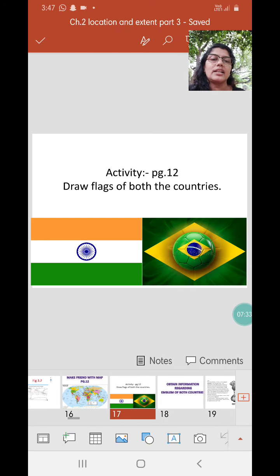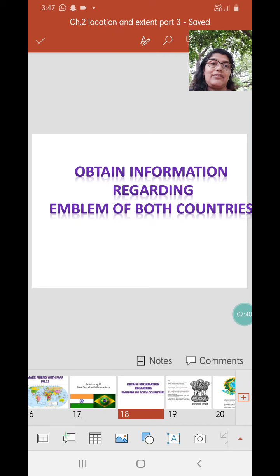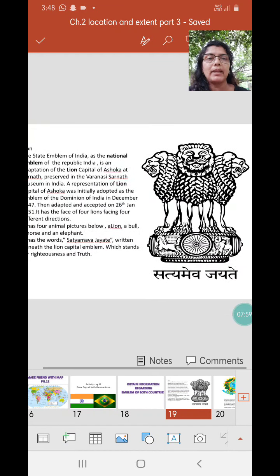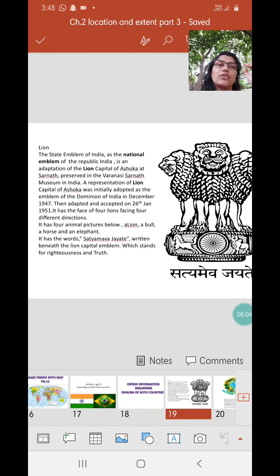The next question is, obtain information regarding the emblem of both these countries. Again, we know that we are not limited to textbook knowledge. That means the board definitely wants us to surf the net, to research and get more and more information. This is the emblem of our country, Republic of India, with 4 lions. Now what is the history behind this emblem? Where was it adapted from?